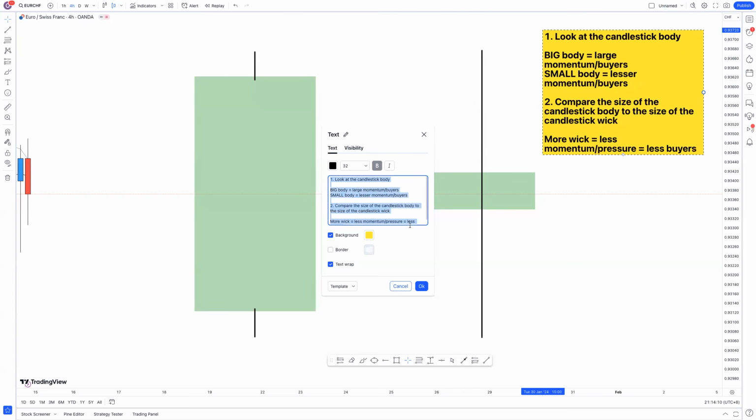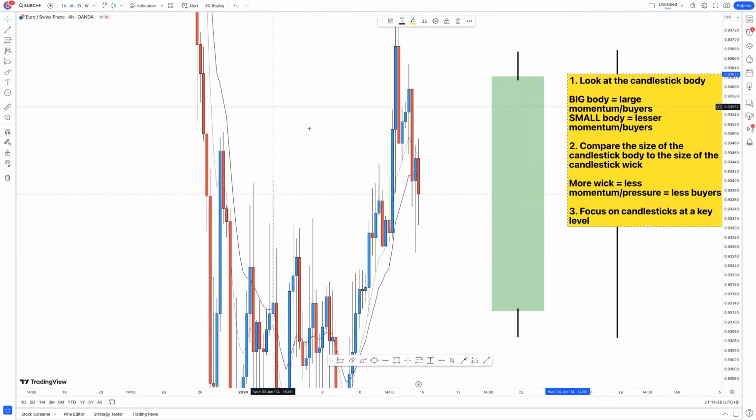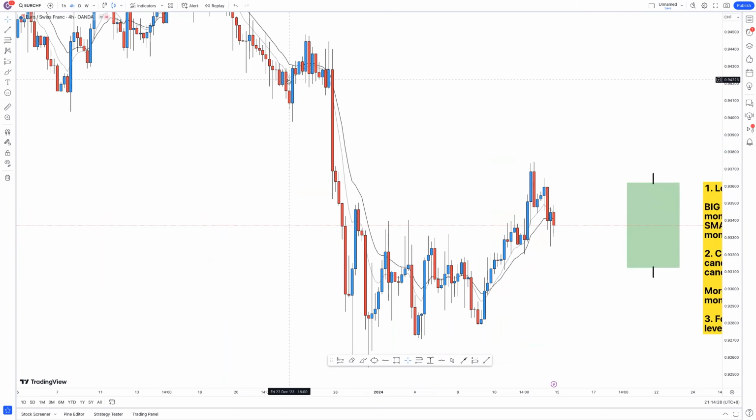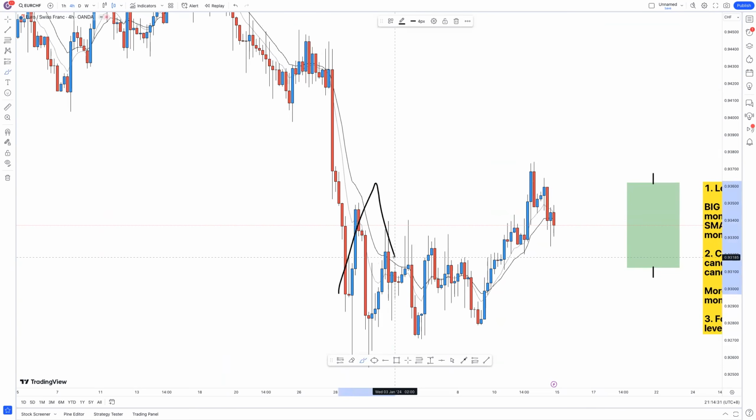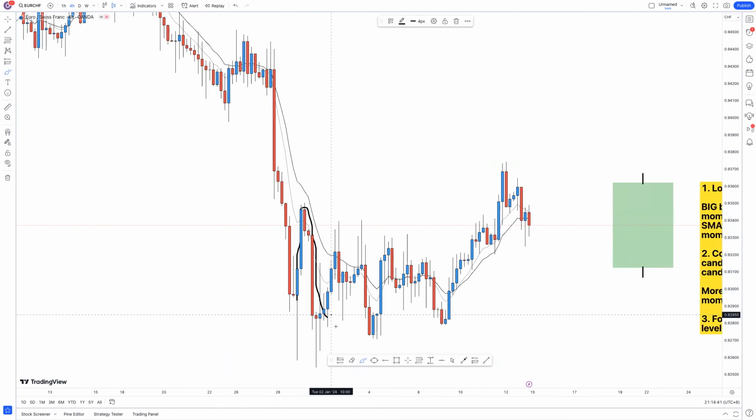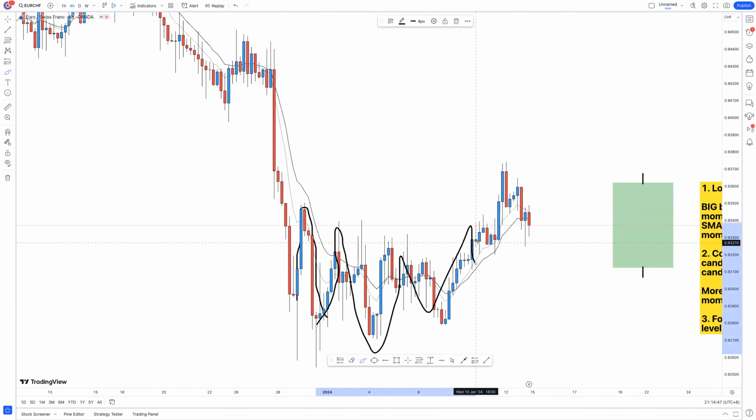And then the third tip would be this: candlesticks can get confusing. That is why I recommend you focus on candlesticks at a key level. If you look at candlesticks like this, it can get very confusing because price can go up, down, up, down. You look at green candlesticks and think price is supposed to go up, and next thing you know, price goes down. You look at a red candlestick and think price is just going to continue going down, and next thing you know, price is reversing. It gets super confusing.